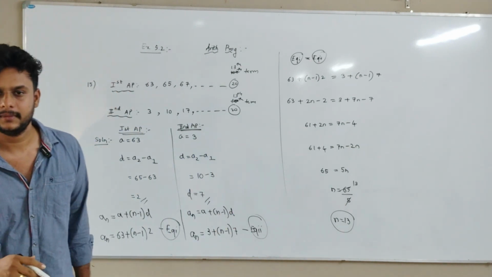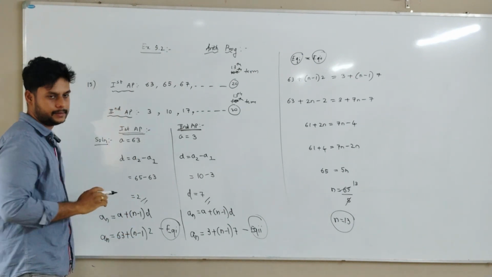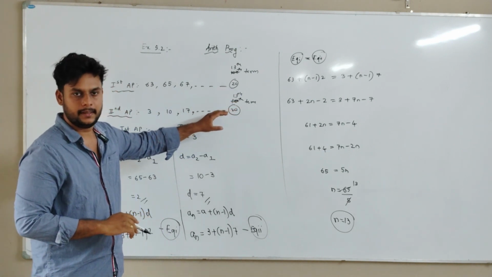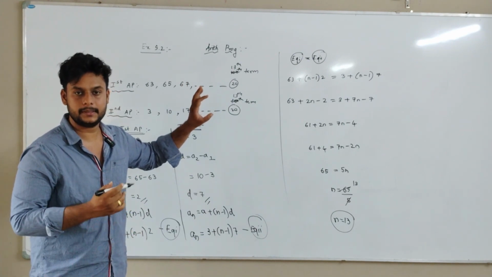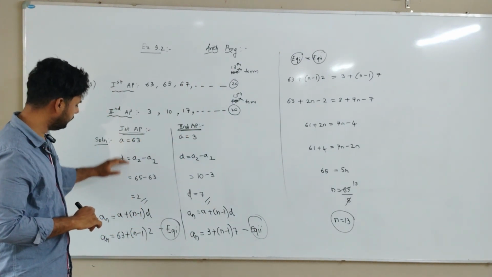Any doubts? So see here, first AP, second AP, 2 APs are given. Somewhere further they both have the same value. And I should tell what is the term that holds the same value. What is the term? So first I wrote about the first AP. This is what I knew.